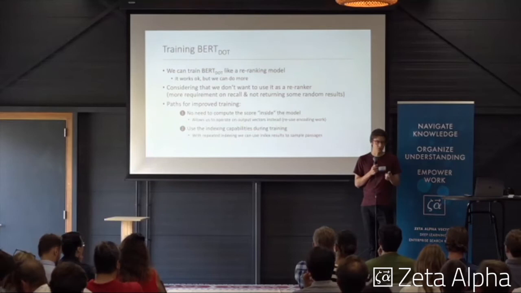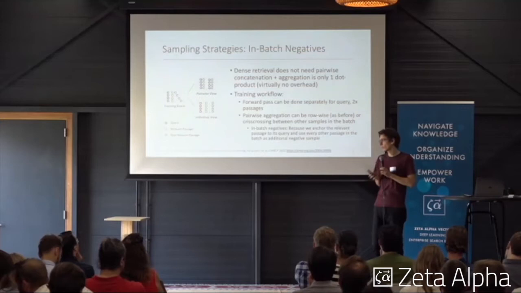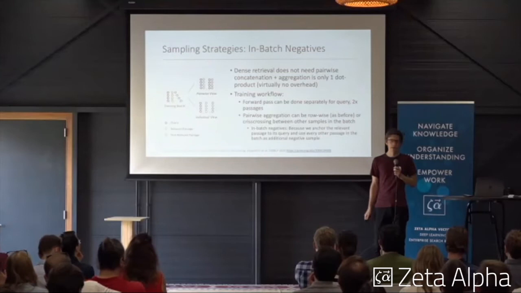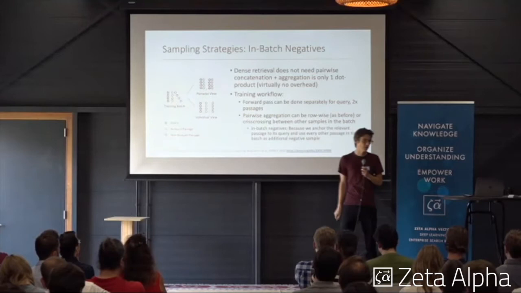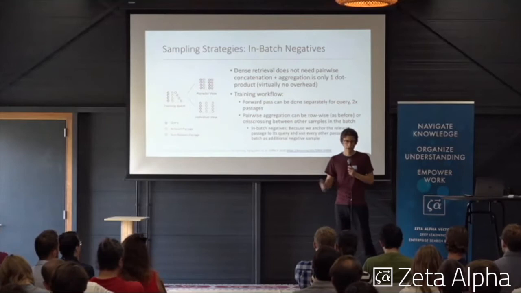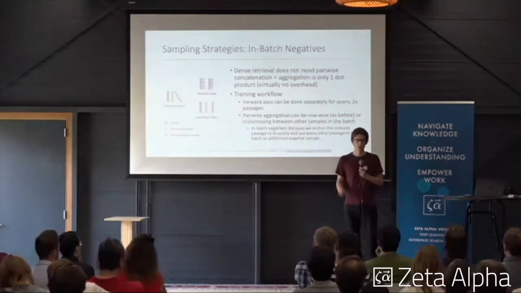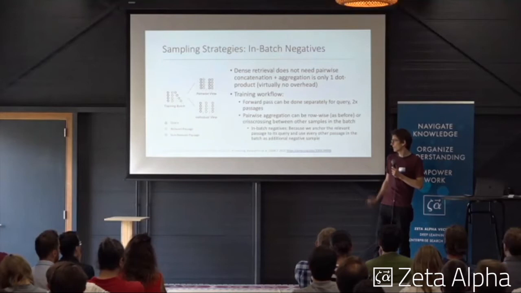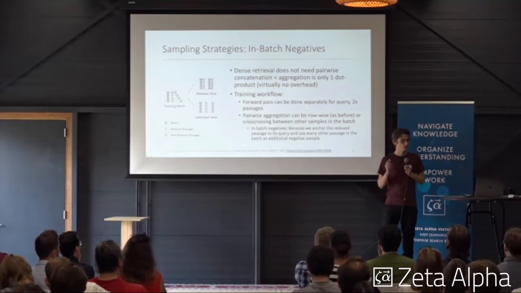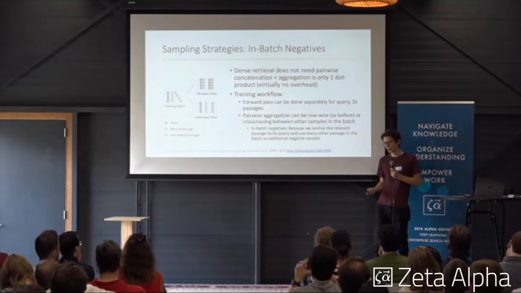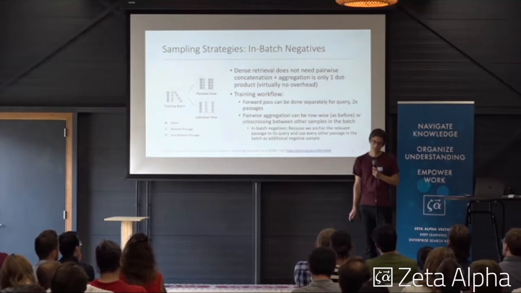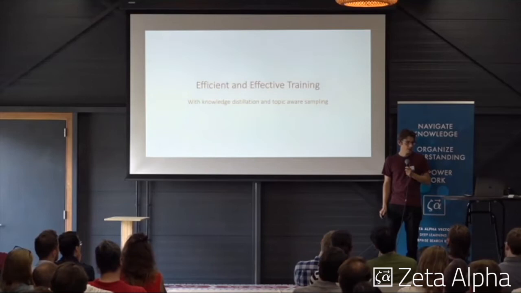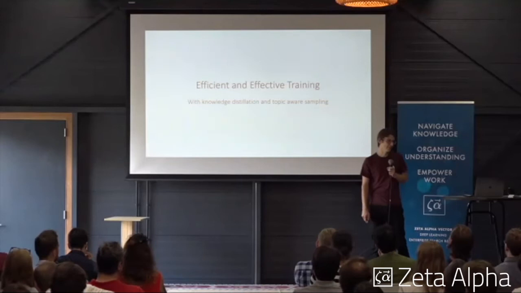The first method I want to talk about here is a sampling strategy called in-batch negatives. If we have a training batch of queries, relevant passages, and non-relevant passages, we could use a so-called pairwise view, where we pair a positive passage and a negative passage each with the query and encode it in the model together. Or we can look at it individually, encode each sequence once, and then reuse already encoded vectors to create more signals for the loss function if we crisscross negative passages inside the batch. Our approach to this is adding knowledge distillation and topic-aware sampling towards that.